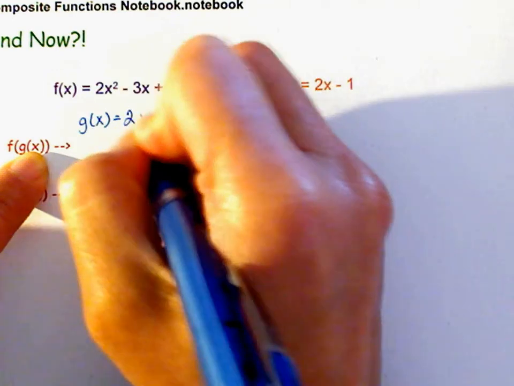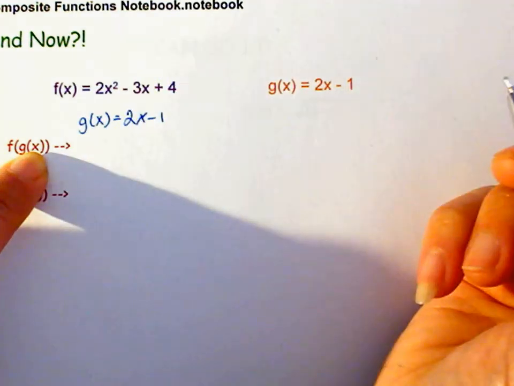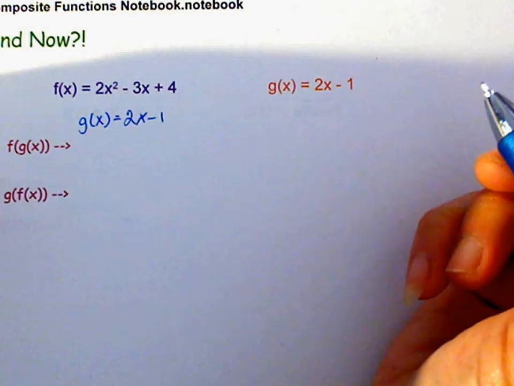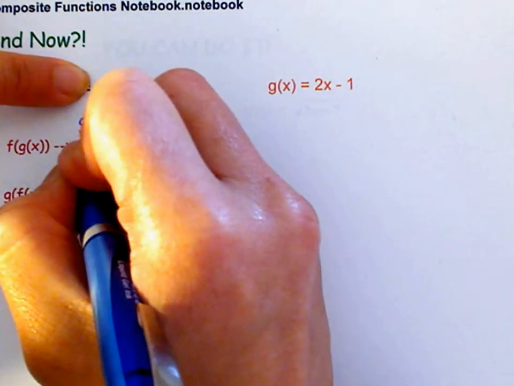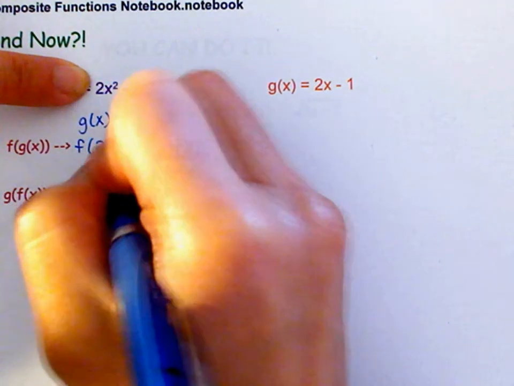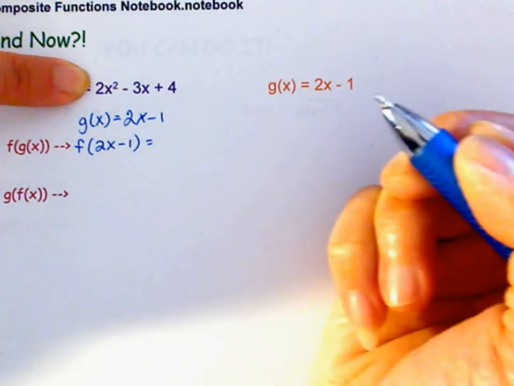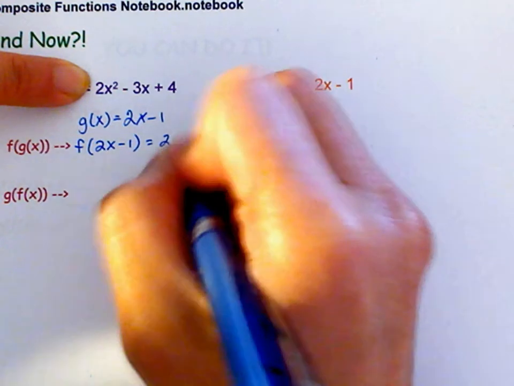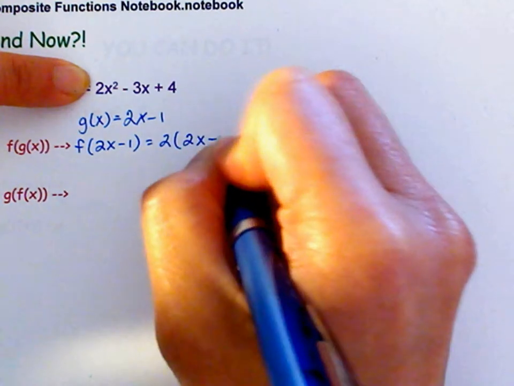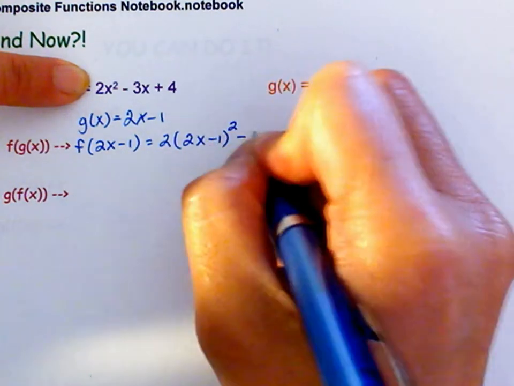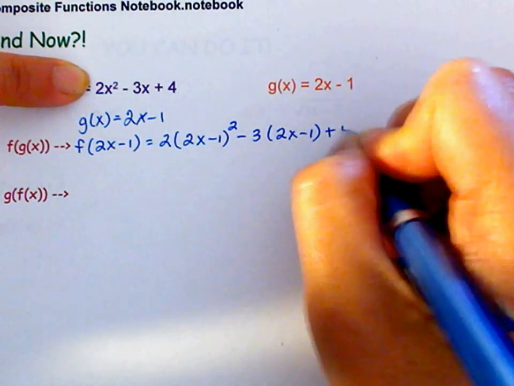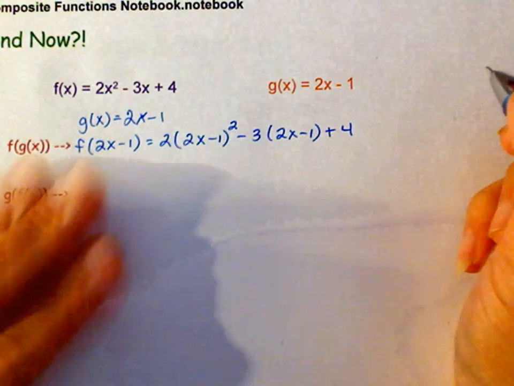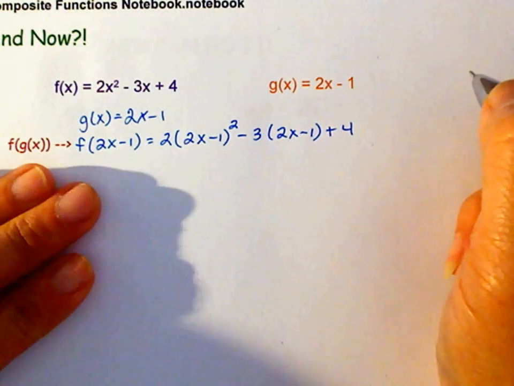All right. Start off with a g. My x is right now 2x minus 1. Okay. Now I'm going to go to my f. Wherever there's an x, I'm going to plug that in. Do you see how that's my new x now? All right. So 2 parentheses, 2x minus 1 squared minus 3 times 2x minus 1. Bring down your 4. Okay?